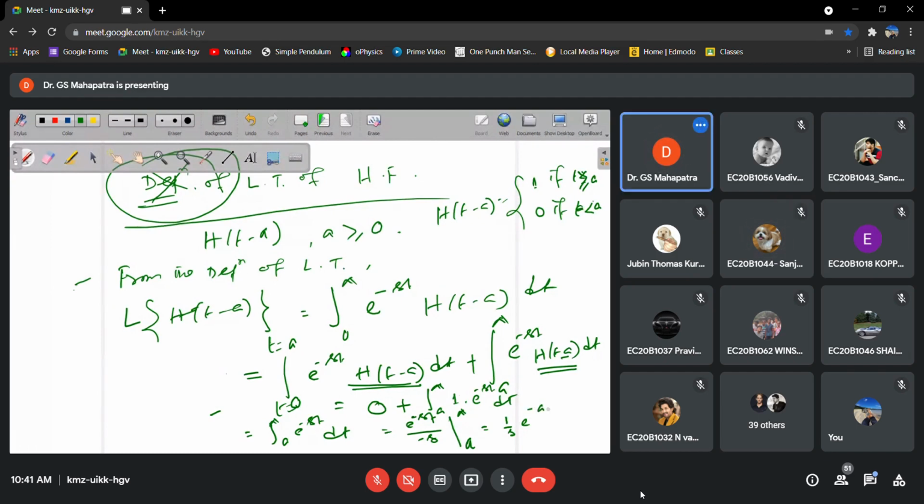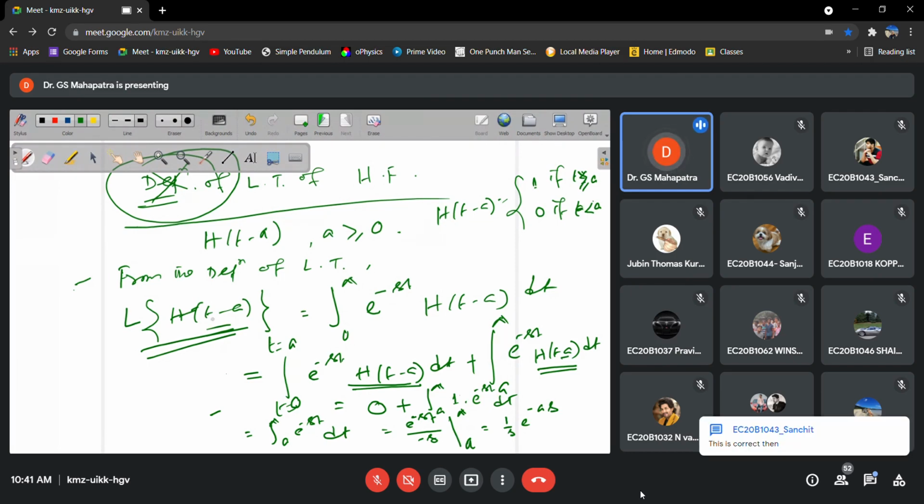Okay. Correct. So the Laplace transform of the Heaviside function is 1 by s into e to the power minus as, when the function is defined as h of t minus a. Okay. So now I will go back. Now it is clear for you, this one.